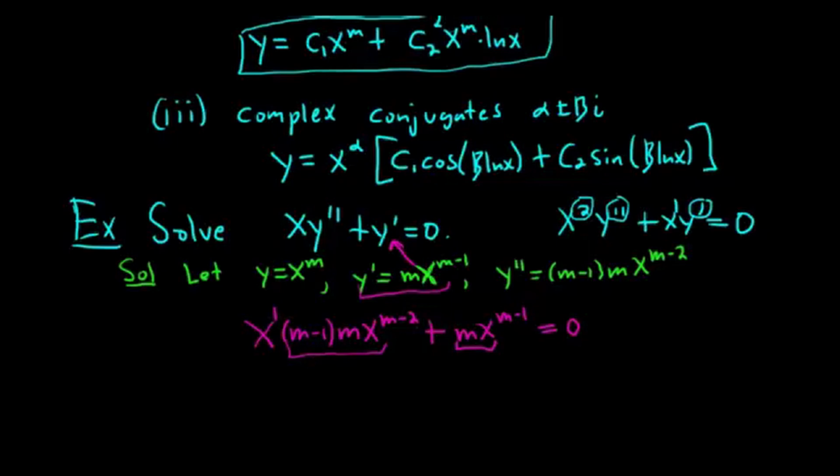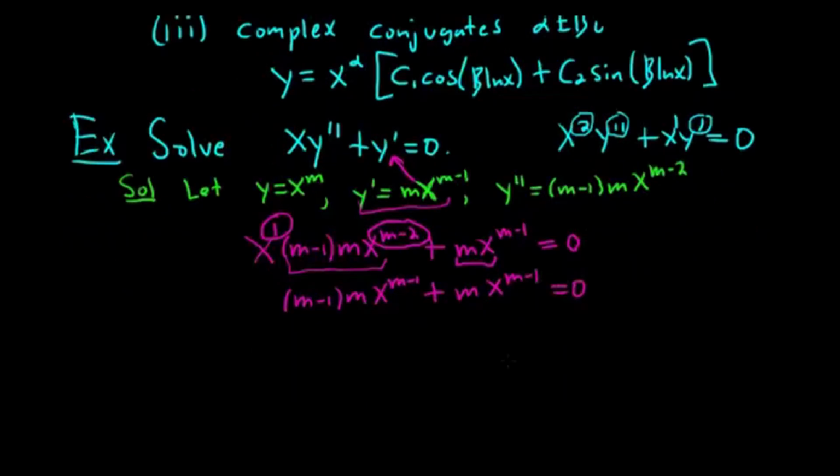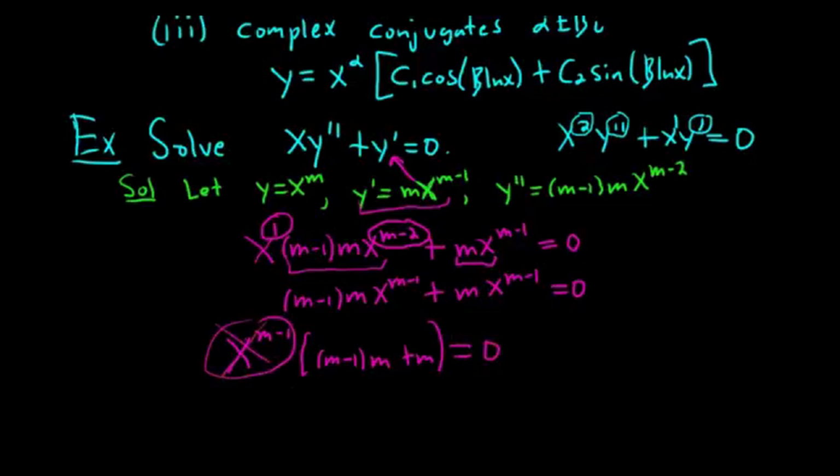So 1 plus m minus 2 is m minus 1. So this will be m minus 1, m. You can add the exponents, so it'll be m minus 1. Adding these exponents gives you m minus 1 plus m, x to the m minus 1, and this is equal to 0. Now what you can do is factor out your x to the m minus 1. So x to the m minus 1 times m minus 1, m plus m equals 0. Now you just divide by this. This just goes away because you could divide by it.